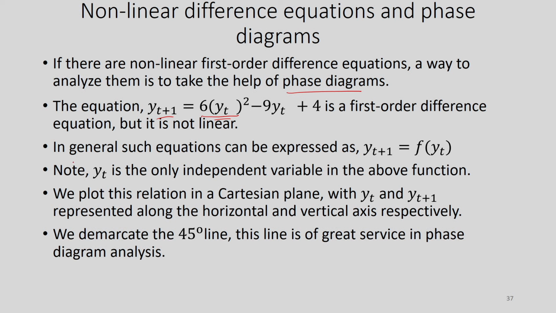Now, the first thing to note is that in general such equations can be expressed in this form: y t plus 1 is f of y t, that is a function of y t. Note, y t is the only independent variable in the above function. We plot this relation in a Cartesian plane with y t and y t plus 1 represented along the horizontal and vertical axis respectively, and we demarcate the 45-degree line. This line is of great service in phase diagram analysis. So, let us see if we can find a diagram.